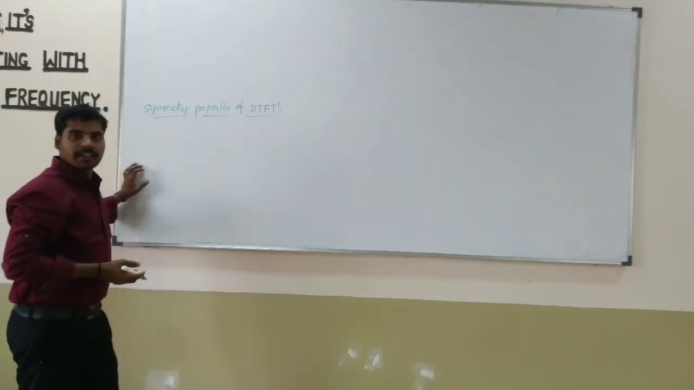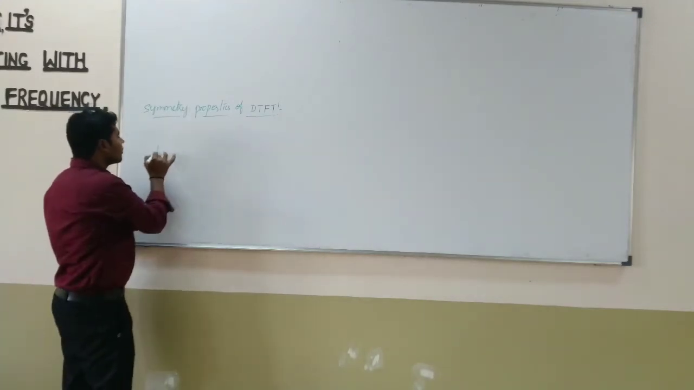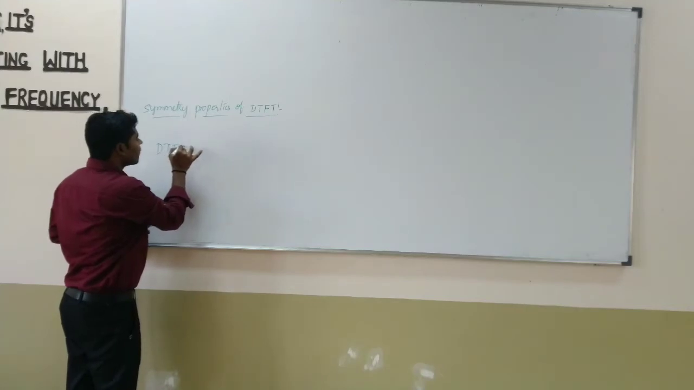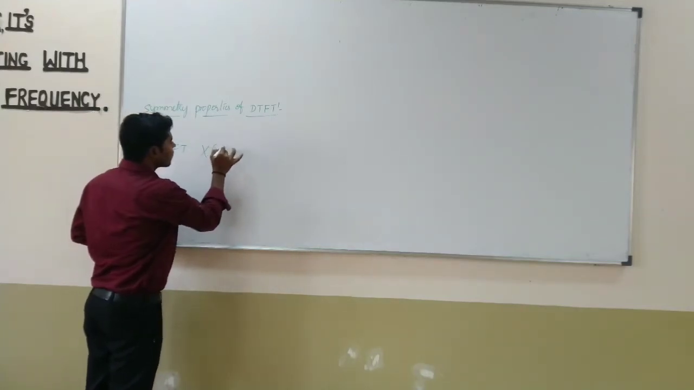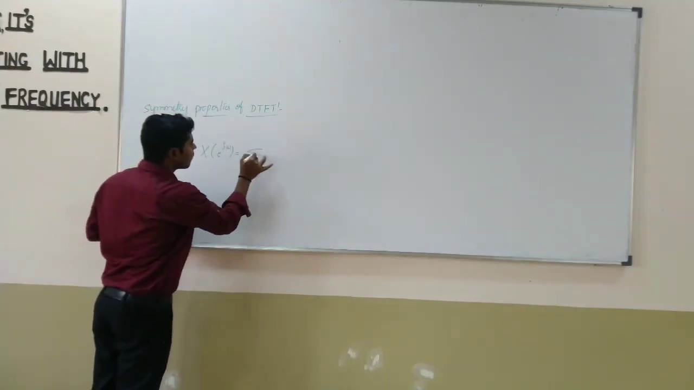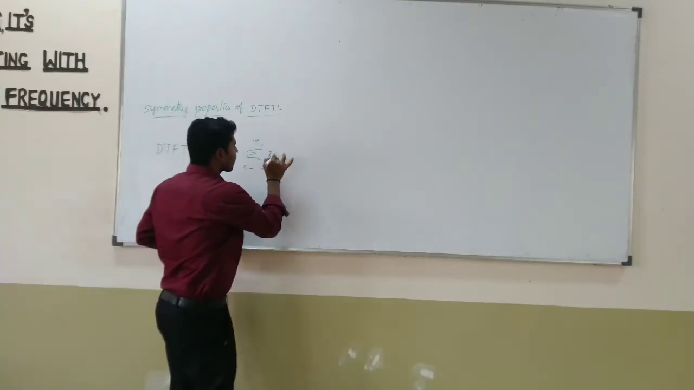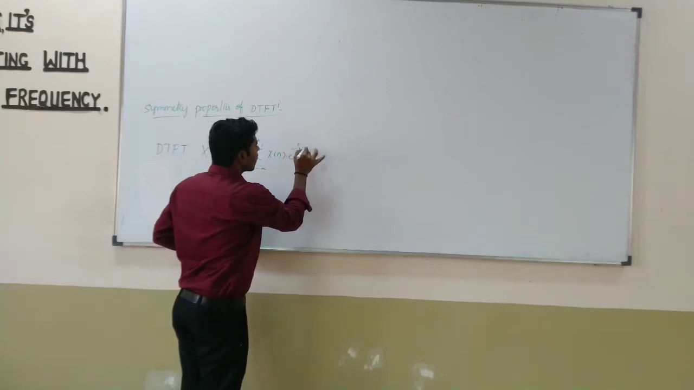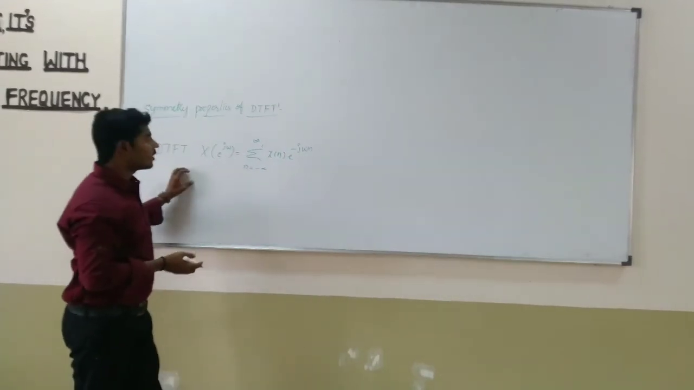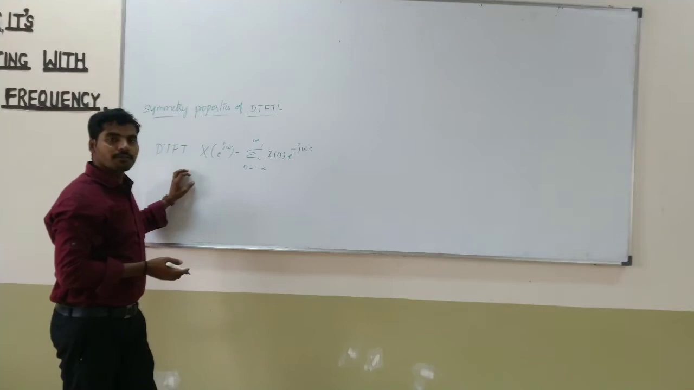Symmetry properties of DTFT. Generally, the discrete time Fourier transform can be represented as X of e power j omega, equal to the summation from n equals minus infinity to infinity of x of n into e power minus j omega n. So this is the general formula for the DTFT, the discrete time Fourier transform.